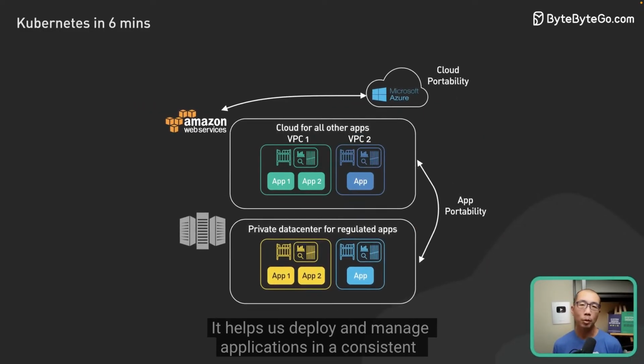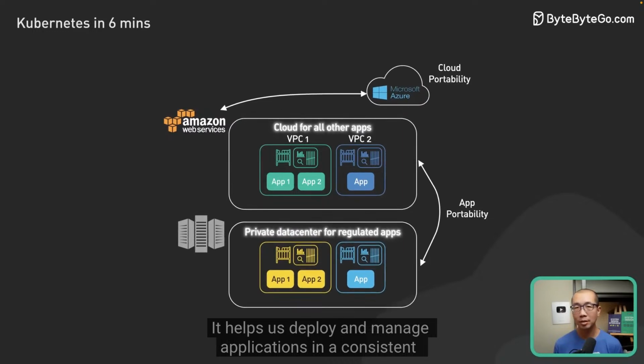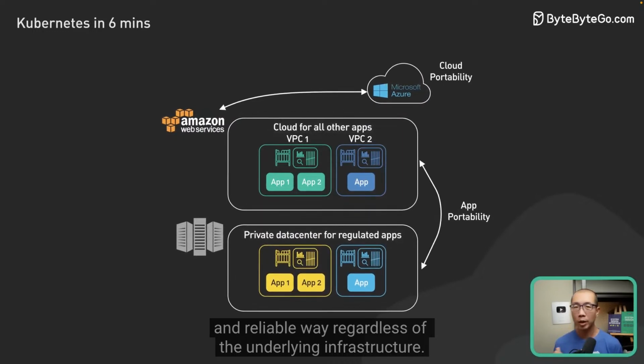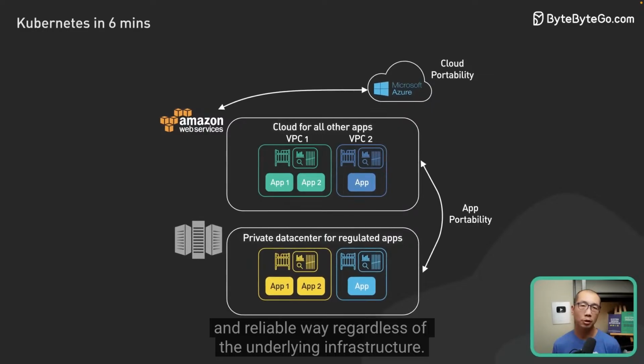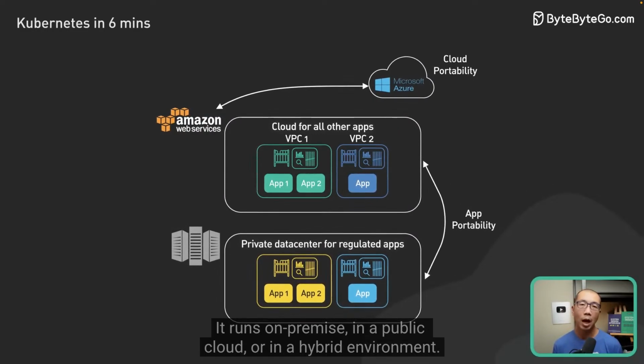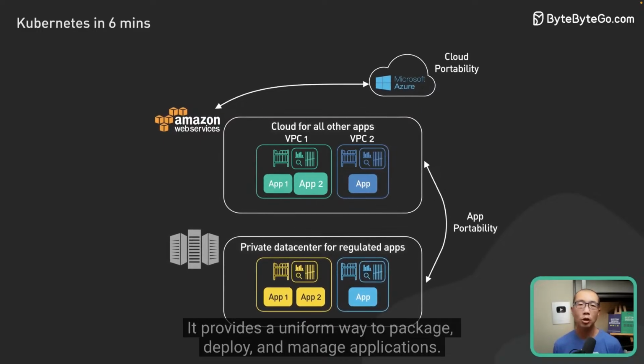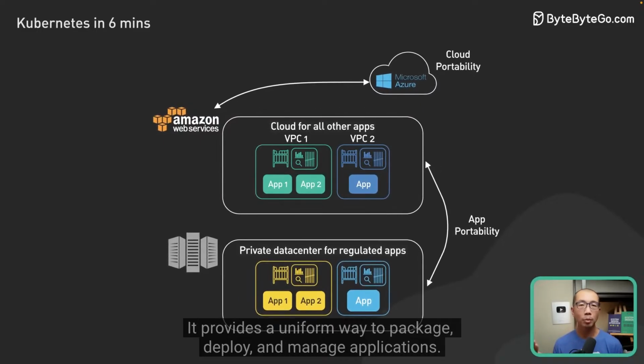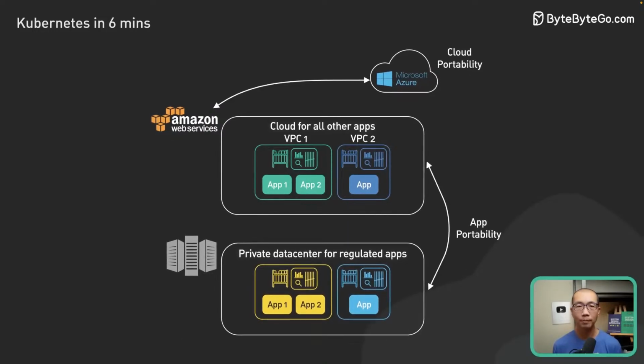Kubernetes is portable. It helps us deploy and manage applications in a consistent and reliable way, regardless of the underlying infrastructure. It runs on-premise, in a public cloud, or in a hybrid environment. It provides a uniform way to package, deploy, and manage applications.